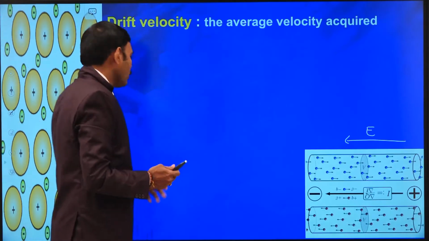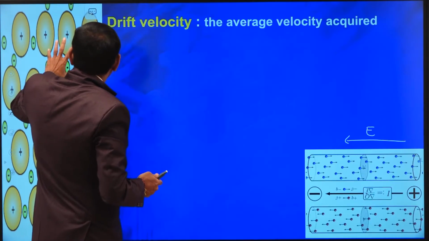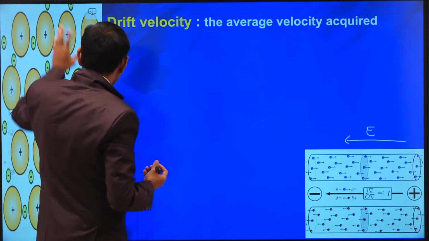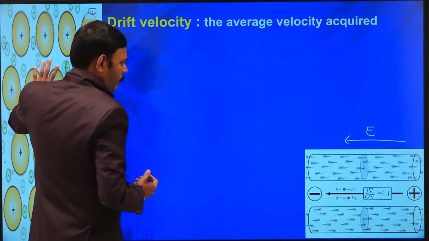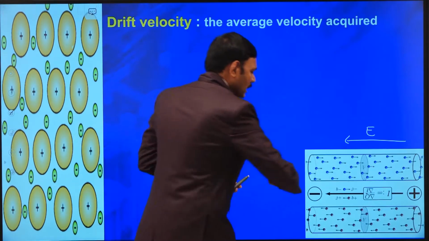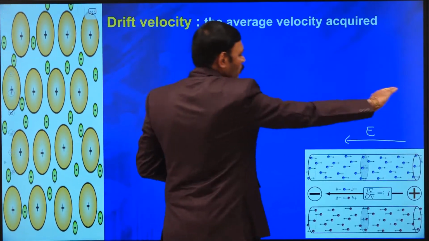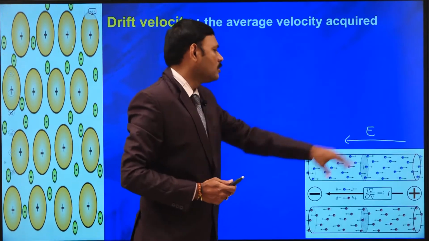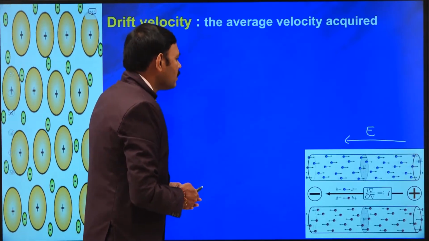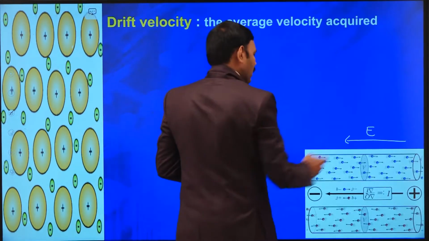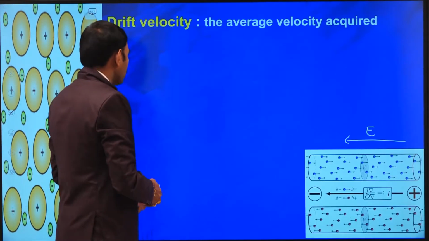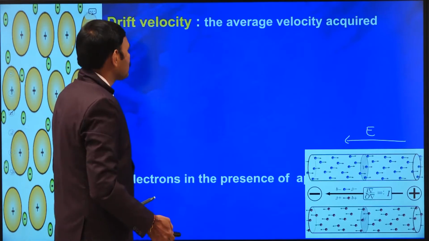Let us observe. In the absence of electric field, the electrons collide with neighboring atoms and the average velocity of electrons is always 0. But in the presence of electric field, the electrons are clearly moving from one end to the other end, always moving towards the positive end of the battery, such that they gain some velocity. This velocity is the drift velocity.